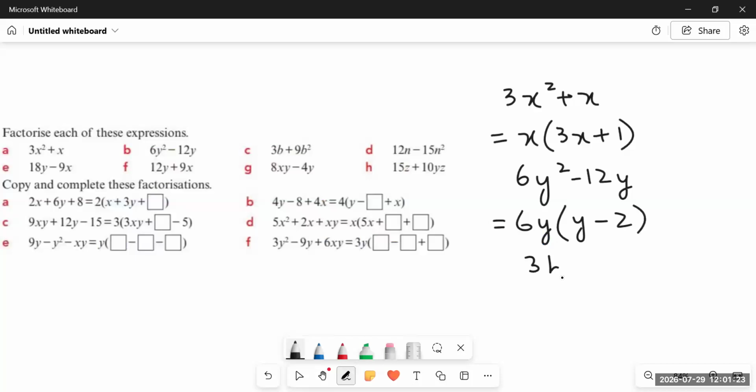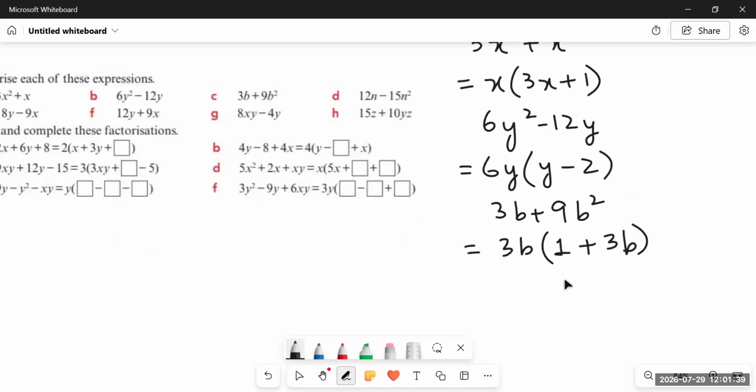Then 3b plus 9b squared. So between 3 and 9, 3 is in common. B and b squared, b is in common. We have taken 3b outside, so we are left with 1 plus 3 3s are 9, and b is left over. Then we have 12n minus 15n squared. So between 12 and 15, we have 3 in common. 3 4s are 12, 3 5s are 15, and n and n squared, n is in common, so we are left with 4 minus 5n.